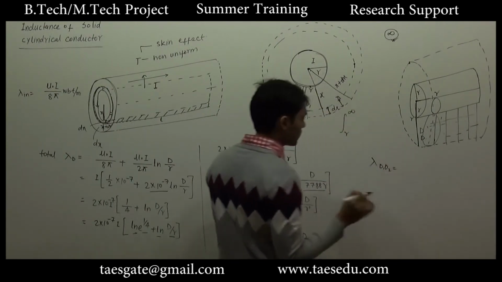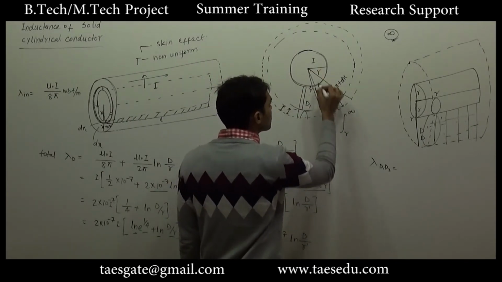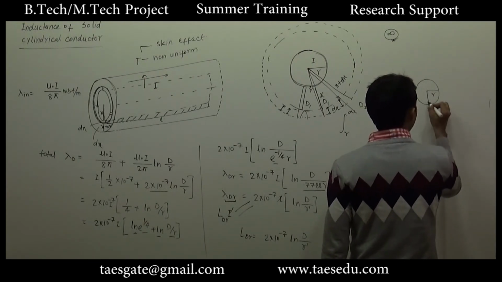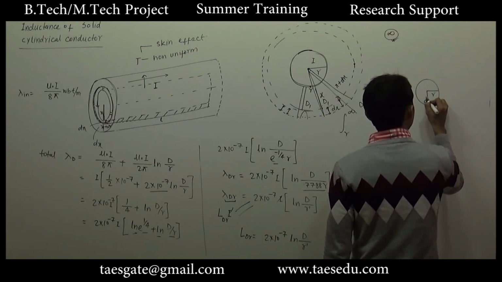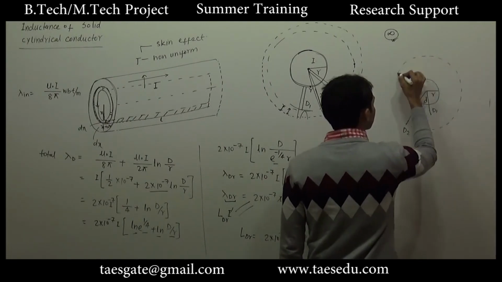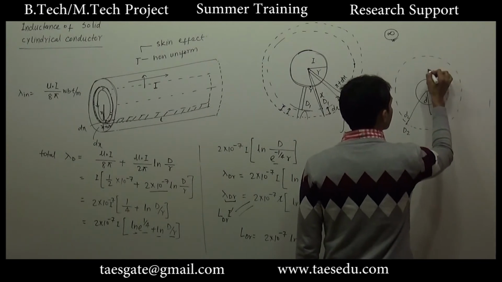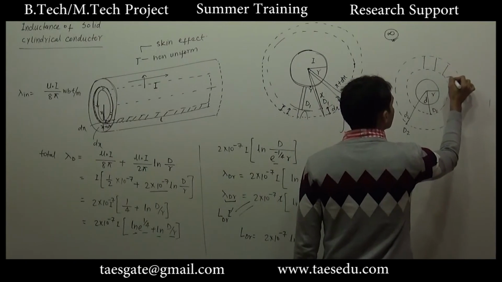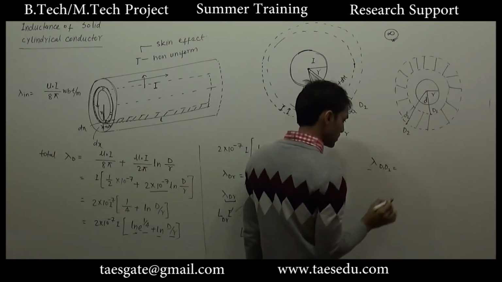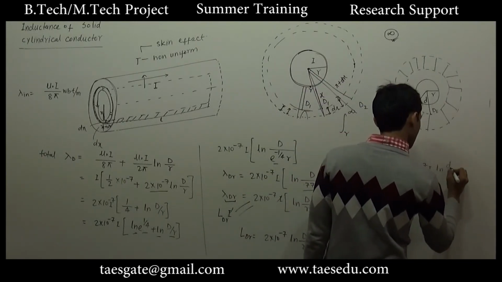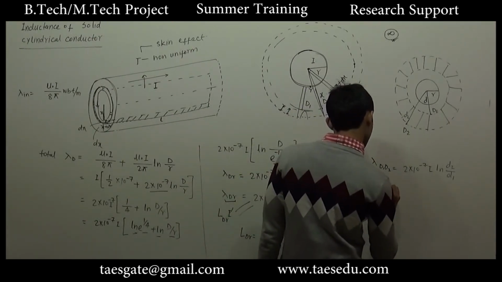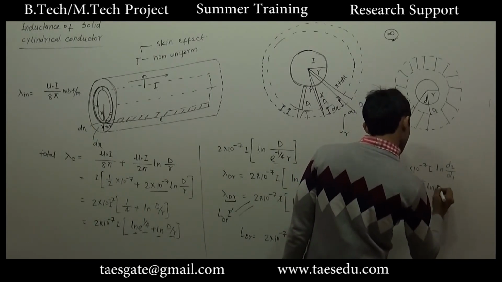lambda d1 d2, that is the flux which is confined between distance d1 to any distance d2. This is radius r. Let's say this is point d1 at distance d1. Let us represent the distance with a small d, and this is d2. So make a circle with radius d2, make a circle with radius d1, and between this area, the area enclosed by radius d1 and d2, in this area only the total flux linked will be 2 into 10 to power minus 7 I ln d2 by d1. And corresponding to this flux only, we will define L d1 d2. This will be 2 into 10 to power minus 7 ln d2 by d1.